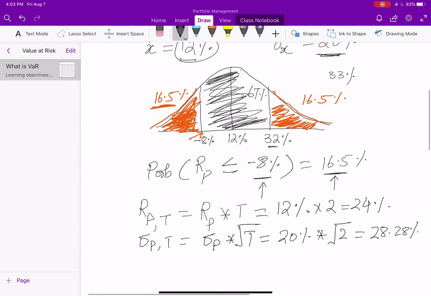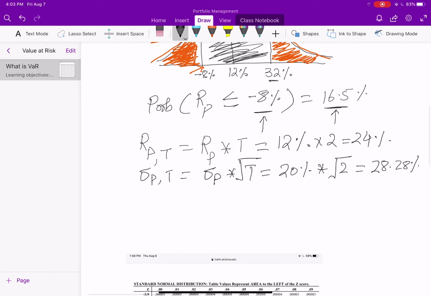So now if the question is: at a 5% probability level, with a 5% chance, what is the minimum expected loss for investing in the S&P 500 index fund over the next 2 years, then we need to find the VaR statistic like this. Probability, with a 5% chance, right? And the return of the portfolio.